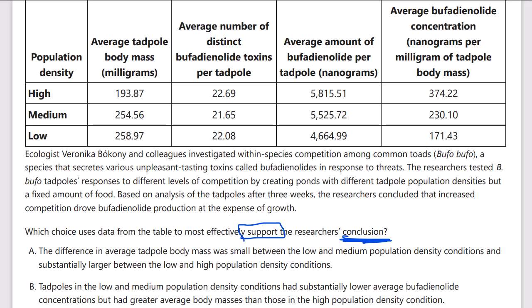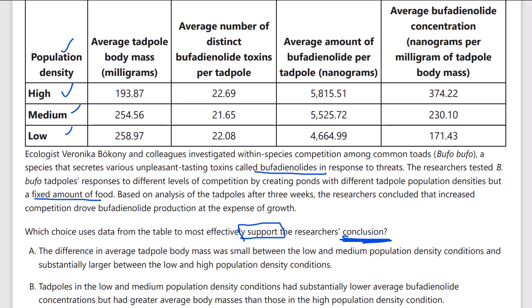Ecologists investigated within-species competition among common toads, a species that secretes various unpleasant tasting toxins in response to threats. So as they're threatened, they produce this toxin. The researcher tested tadpoles' responses to different levels of competition by creating ponds with different tadpole population densities. I've got density: high, medium, low. So I have more and more tadpoles in the different ponds, but a fixed amount of food. Based on analysis, that means more competition the higher the density, because there's only limited food.